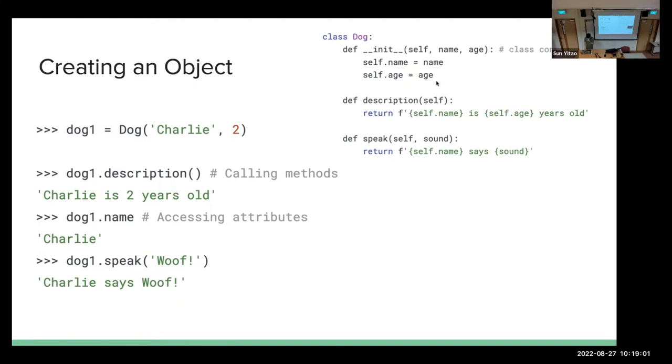Actually, just as an aside, you don't have to name this self. It can be called ABC or whatever you want. For example, if it was ABC, you can write ABC.name equals name and ABC.age equals age. The standard practice is to just name it self. Basically, whatever first argument is provided to every function in the class will refer to the instance of the object.